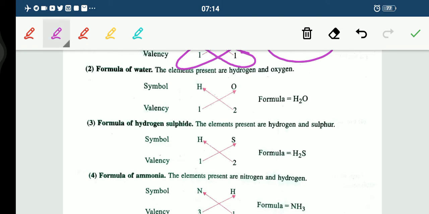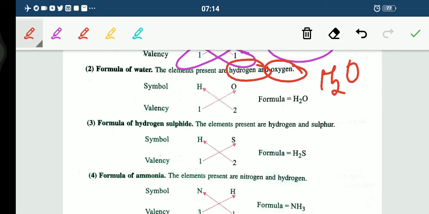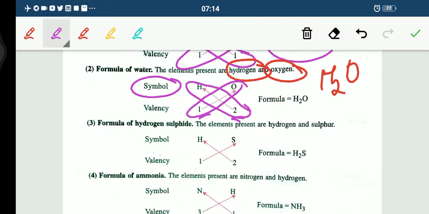Now children, formula of water. So the elements present are hydrogen and oxygen, right? You can see here. First of all, we need to know what are the elements that are present in the compound or in the molecule. So you can see here, hydrogen and oxygen are the two elements. First of all, we'll be writing the symbols. So for hydrogen it is H, for oxygen it is O. Now what is the valency for oxygen? It's 2, and for hydrogen it's 1. Now crisscross it and we get H2O. Fine, this is the formula.